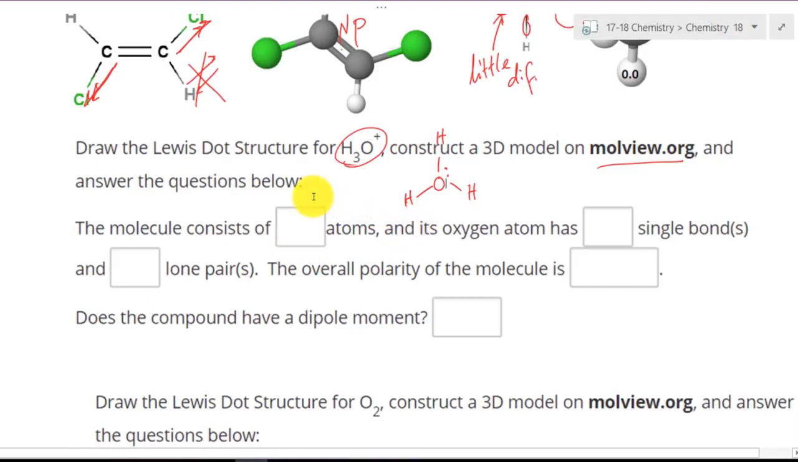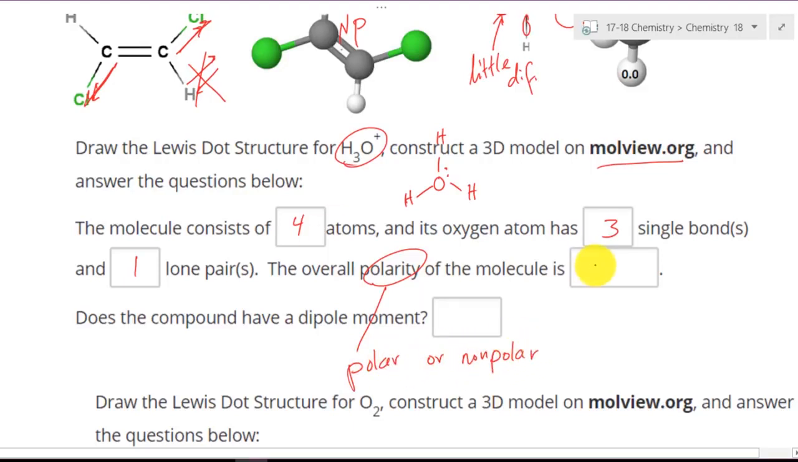Of course, this particular molecule consists of how many atoms? Of course, 4 atoms, 3 hydrogen and 1 oxygen. And its oxygen atom has how many single bonds? We look at oxygen, it has 3 single bonds. How many lone pairs? 1 lone pair. And the overall polarity of this molecule, when we talk about polarity, either it's going to be polar or non-polar.